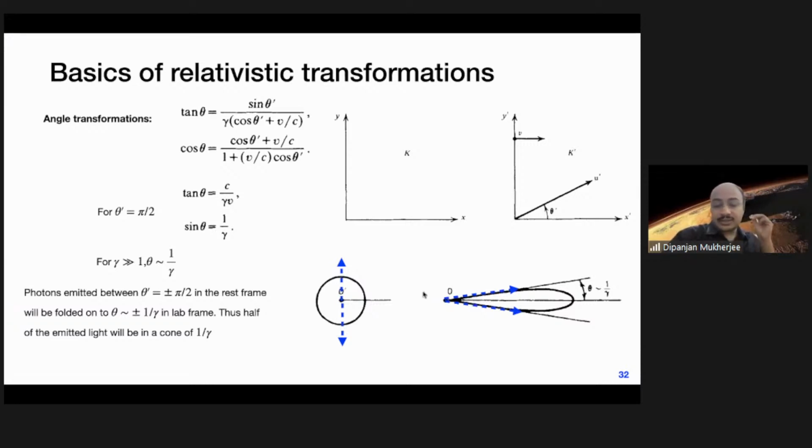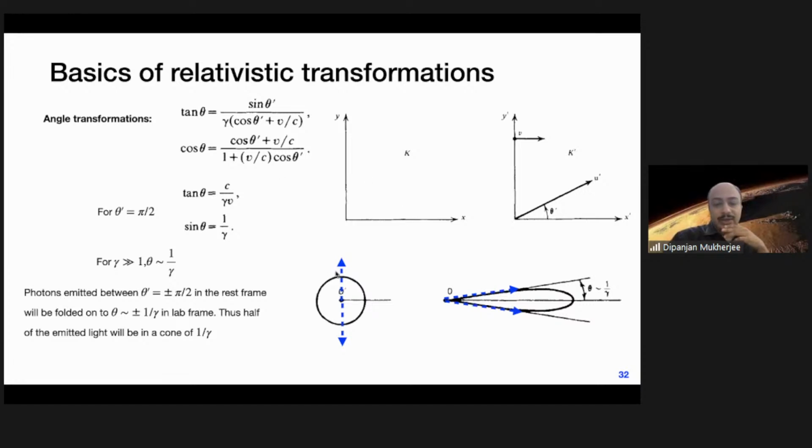You will find that it's not that the other half is there. All the other vectors are also mapped very close towards the forward direction. So this is the very concept of relativistic beaming, where if a particle is moving, its emission vectors in the rest frame get beamed along the forward direction.